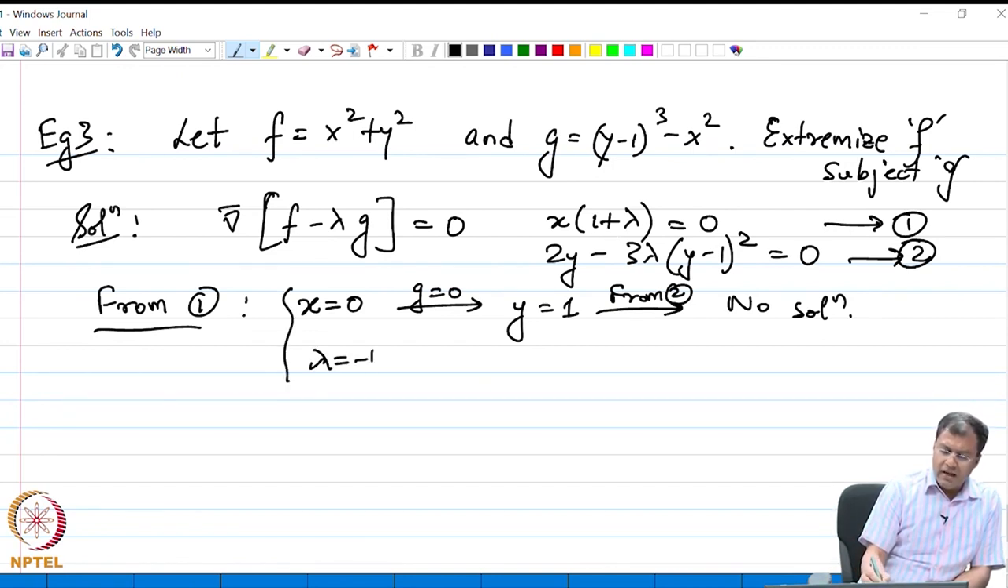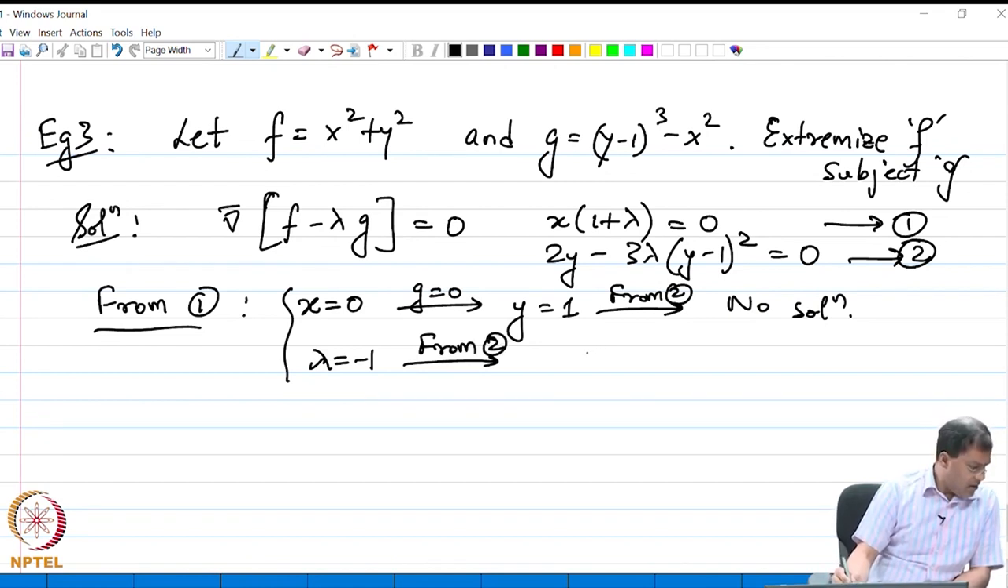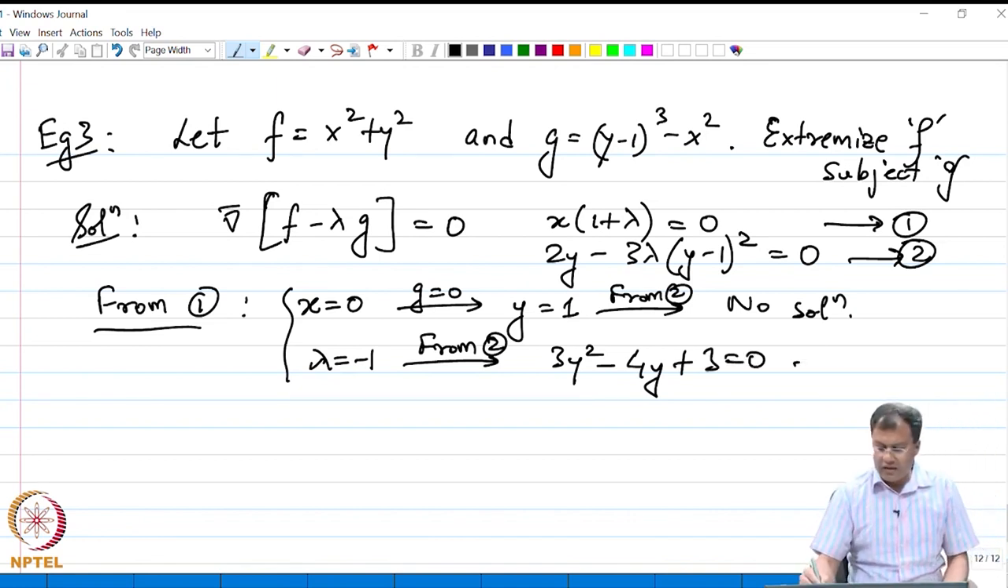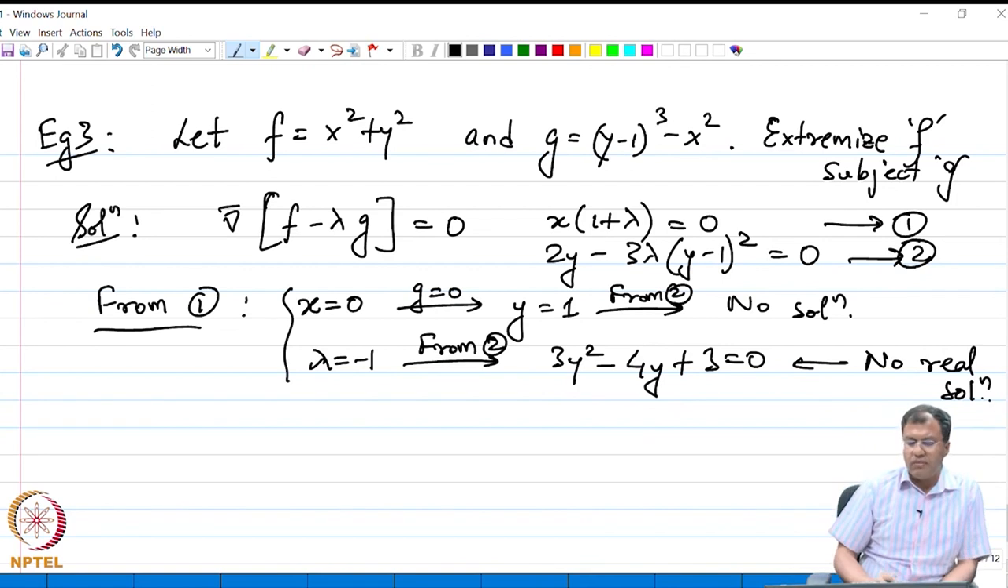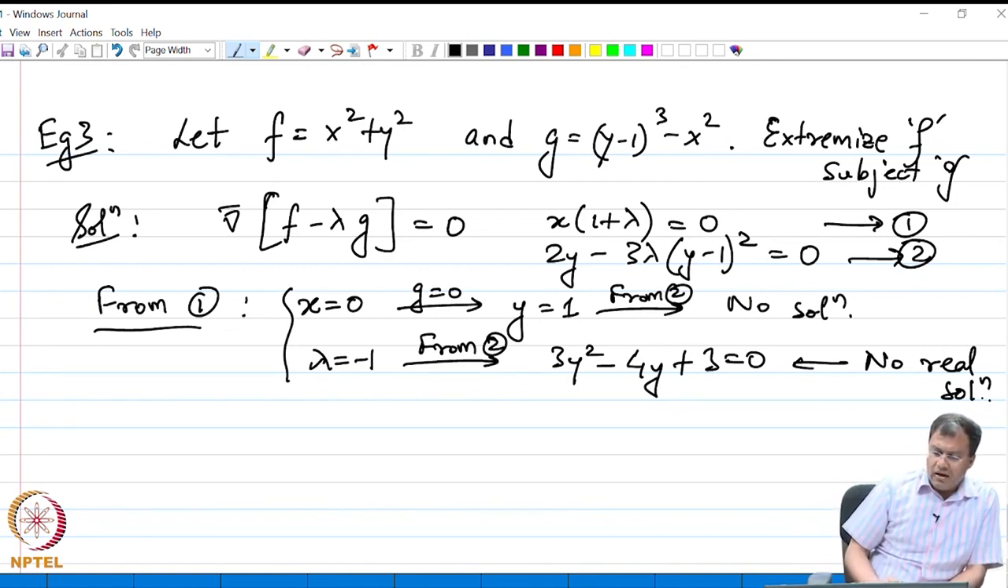So, if I take lambda equal to minus 1, right, then from condition 2, I get the following equation, 3y square minus 4y plus 3 is equal to 0. It turns out that there is no real solution to this problem, right. So, we are stuck. It seems that there is no extrema, and the Lagrange method completely breaks down. Now, but something still can be done.